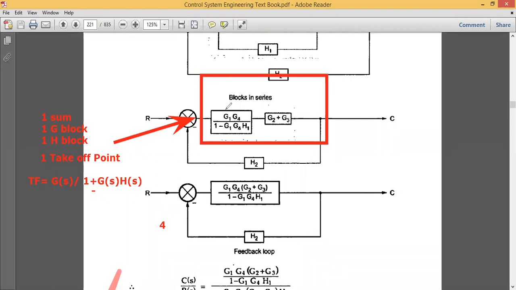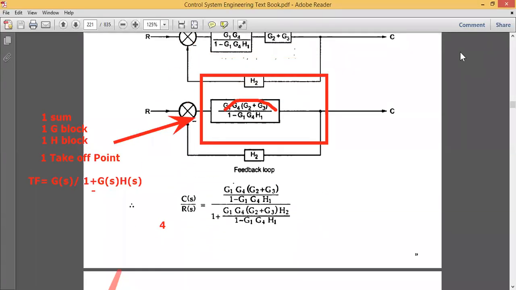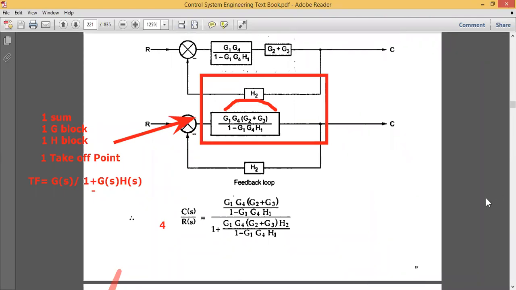Here I have to multiply with G2 plus G3, right? So therefore, after reducing the two blocks, I will get this answer. That is G1, G4 as it is, multiplied by G2 plus G3, divided by, keep the denominator as it is. Don't change the denominator because we don't have any problem with the denominator. Keep it as it is.